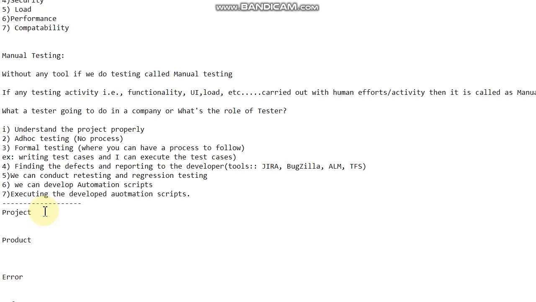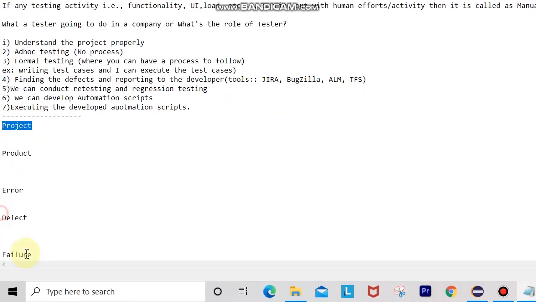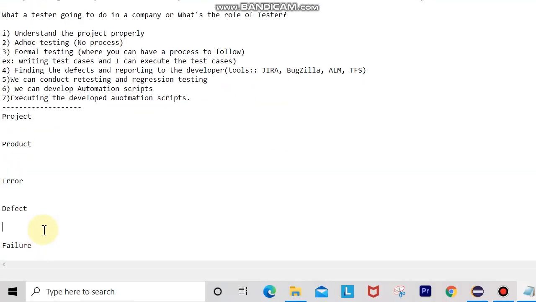So before that, you want to know these basic terms. What are all those? Project, product, error, defect and failure. Let me start with project. So there is one application where I am working. For example, I am working for one application, any banking application, called XYZ. That is related to a specific customer. There is some XYZ customer, he owns that project called XYZ. So that is called a project.